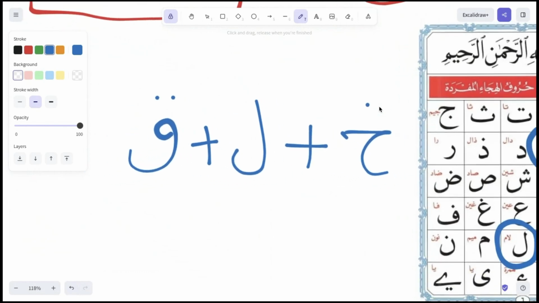All right, let's connect the letters now. Do we have an unfriendly letter here? No. And so we are going to make it one piece without any white space. Kha, la, qa. Like this.